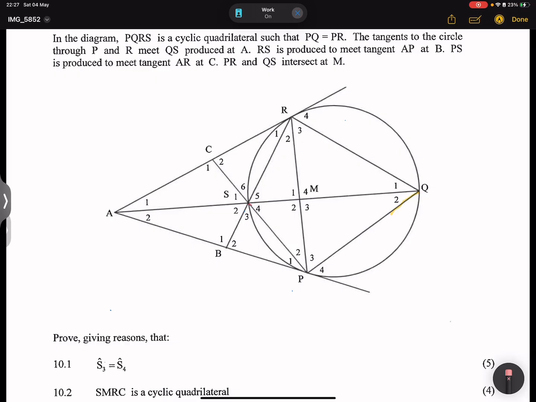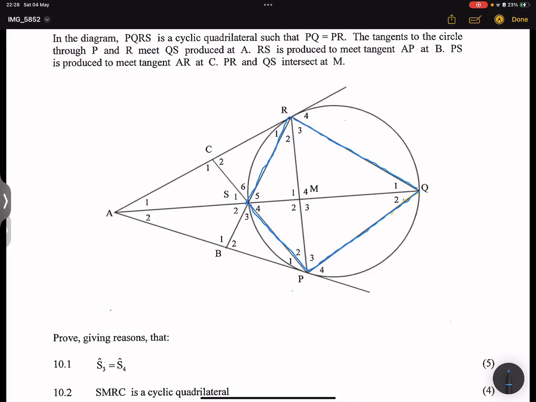Now, ladies and gents, we'll look at question 10. Right, so in the diagram, we are given PQRS, which is a cyclic quadrilateral. So what I'm going to do is just try to highlight that guy as much as I can. So PQRS, so we know this is a cyclic quad. Okay, so that makes it easier for us to see those exterior angles and to see opposite angles as well.